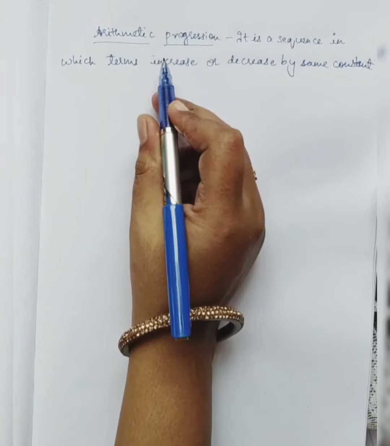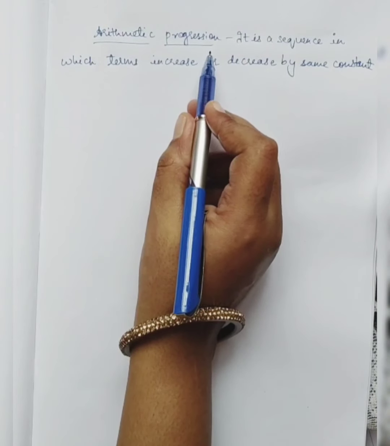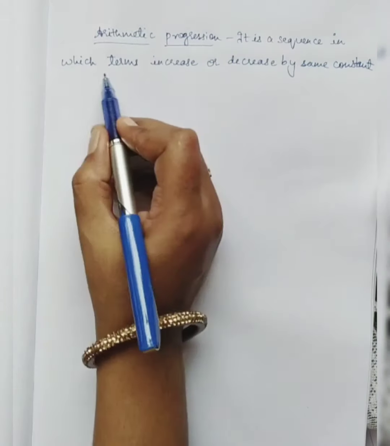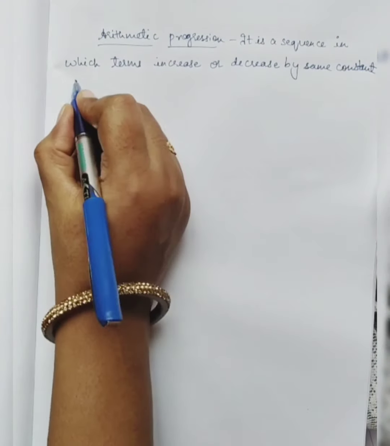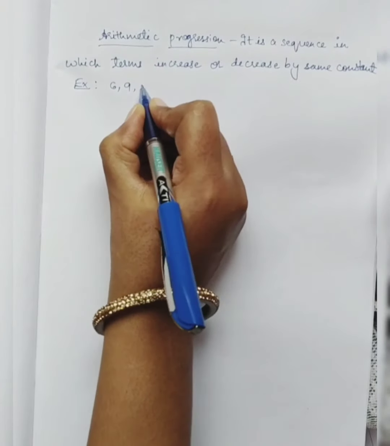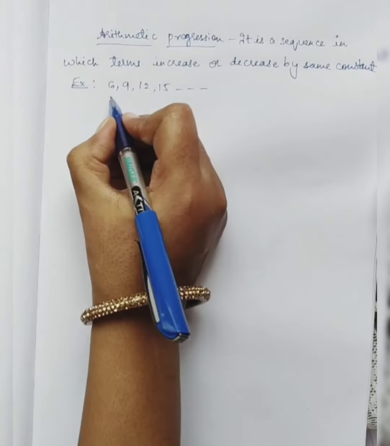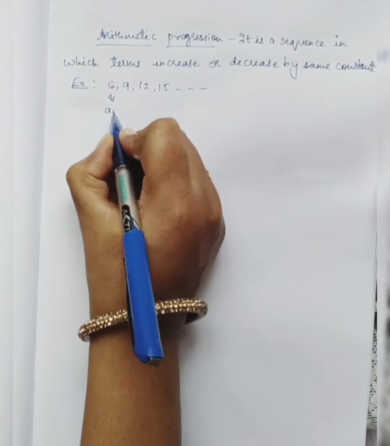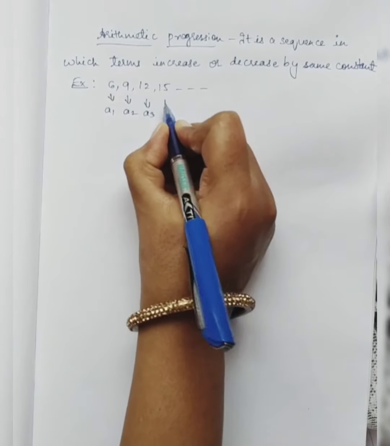I have already explained you what is sequence and term. Now let me explain you what is arithmetic progression. It is a sequence in which terms increase or decrease by same constant. So I am going to explain this with an example. 6, 9, 12, 15, so on. So I am going to denote the first term as A1, second as A2, third as A3 and fourth as A4.